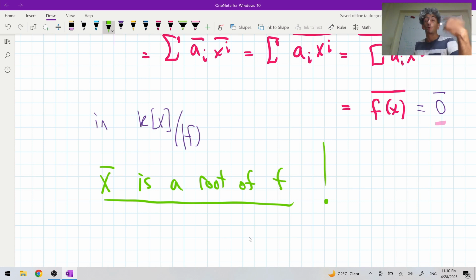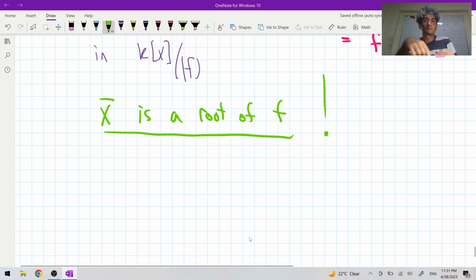So we were able to construct a new field out of a given field and an irreducible polynomial that contains a copy of the original one and also contains a root of f. So by repeating the same process, we can find a field that contains every possible root of f. So this finishes the proof.